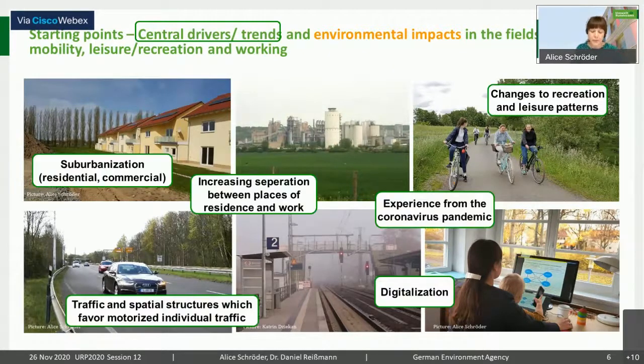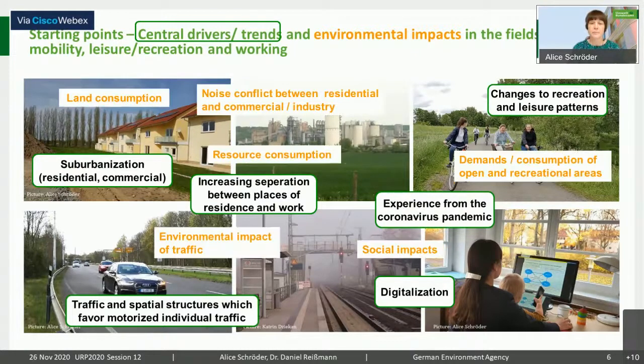On the other hand, the surrounding rural urban areas are facing enormous challenges and transformation processes. Examples include well-known drivers such as suburbanization, the divergence of residence and workplace, as well as traffic and spatial structure, which favor motorized individual traffic. Further drivers of change are dynamic trends and changes in leisure and recreation, as well as digitization. The corona pandemic has already shown some emerging changes in the relationships between urban and surrounding rural areas. For example, new forms of work, which have the potential to maybe reduce commuter trips. There will be a presentation looking at this later on. Here you have again the negative environmental impacts related to those central drivers and trends.